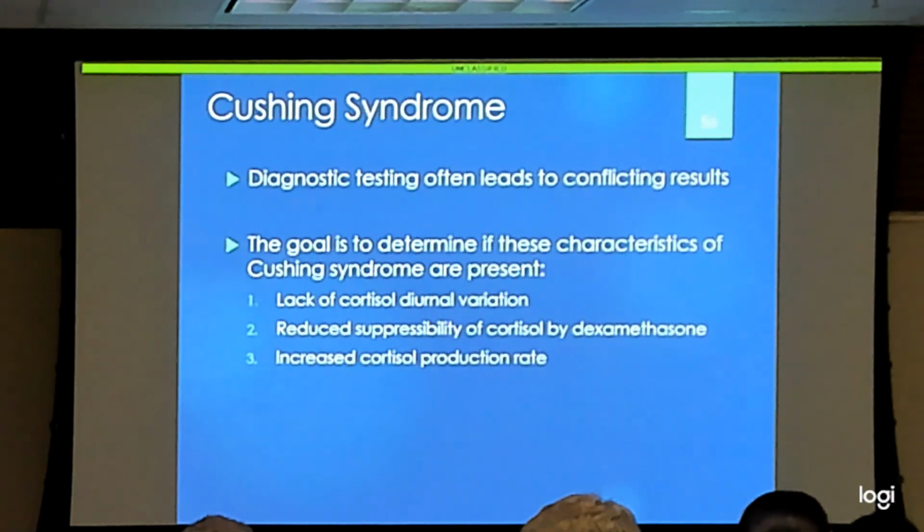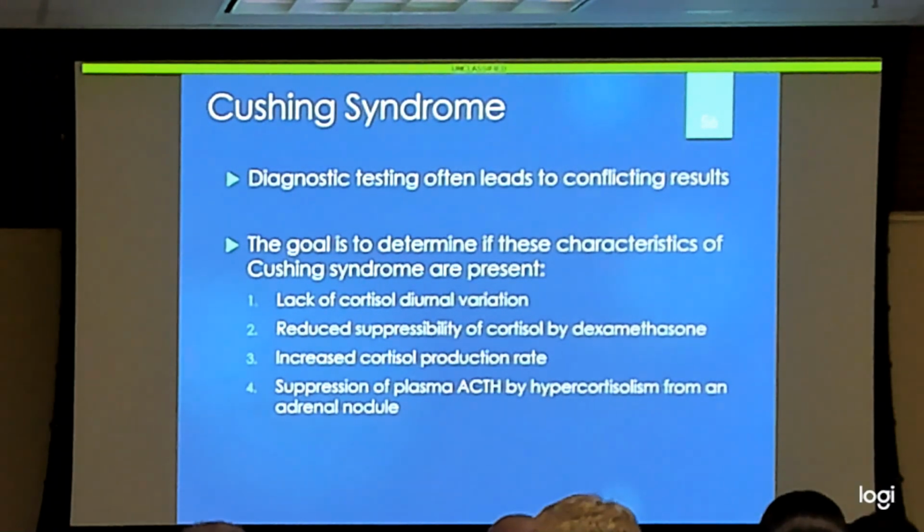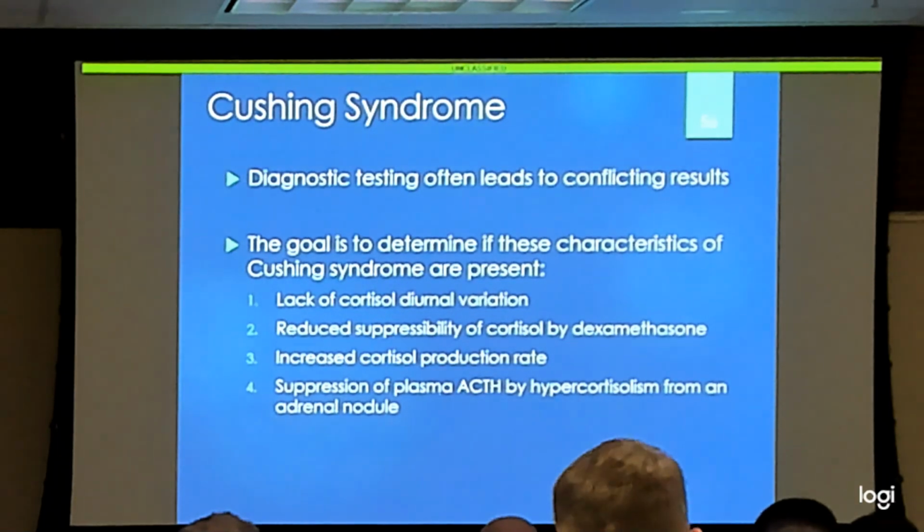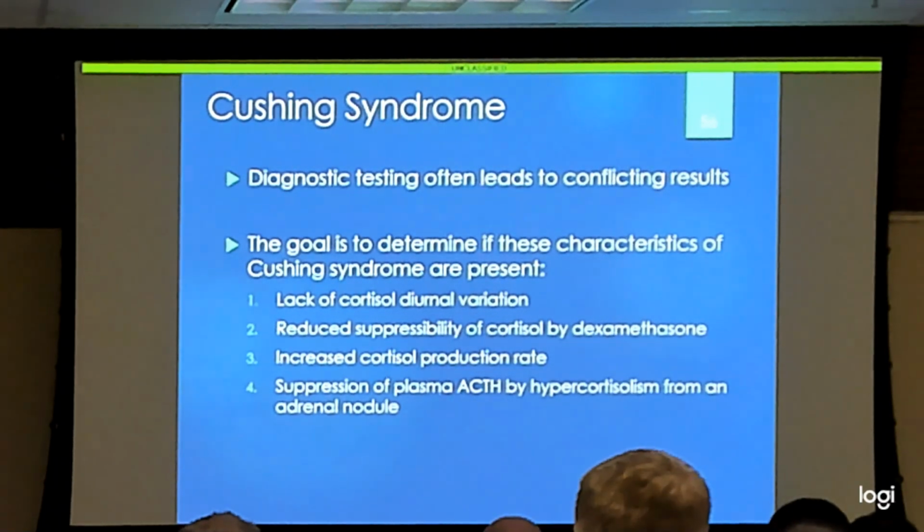That should happen. An increased cortisol production rate, and then suppression of plasma ACTH. When I give you a dexamethasone suppression test, what should happen? By default, my CRH should go down, I don't care about that. My ACTH should go down. And by default, my cortisol should all go down. And that didn't happen.